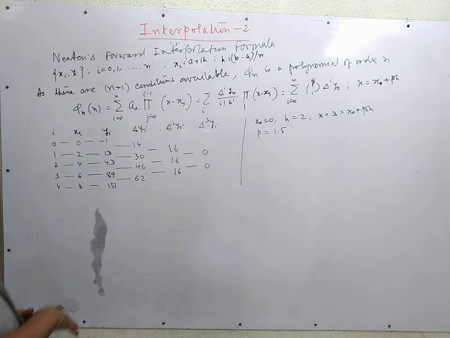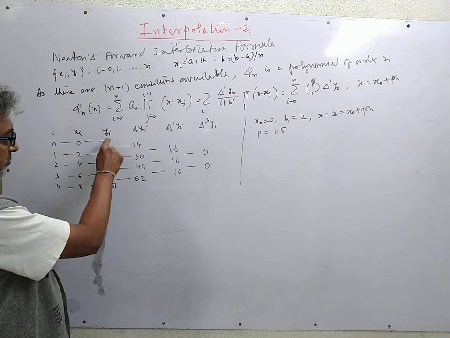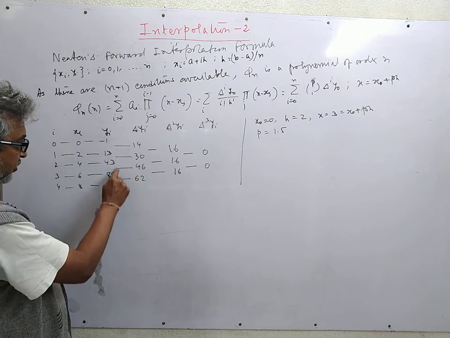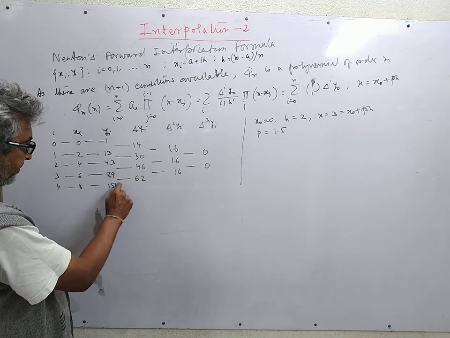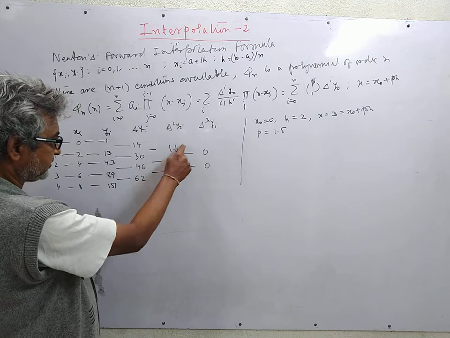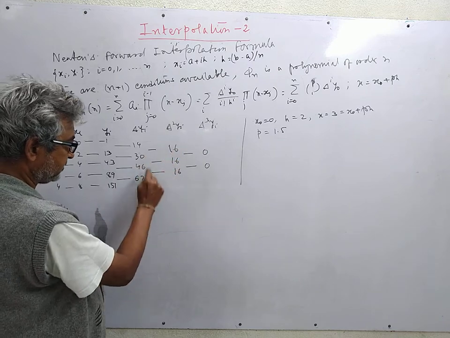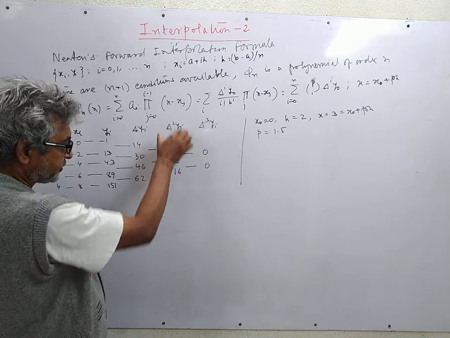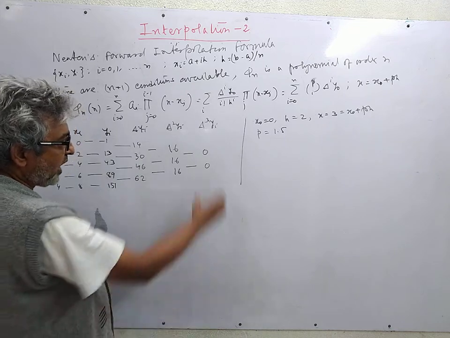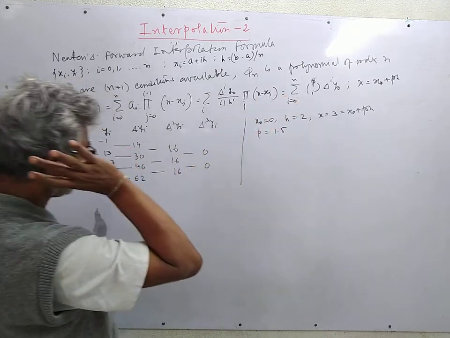The first differences are 13 minus 1, 14; 43 minus 13, 30; 89 minus 43, 46; 151 minus 89, 62. Now the second differences are 16, 16, 16. So the second difference has become constant, and the third differences are 0.